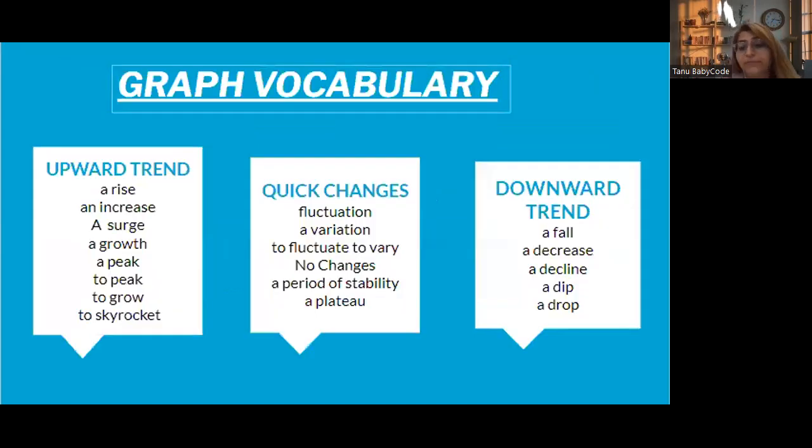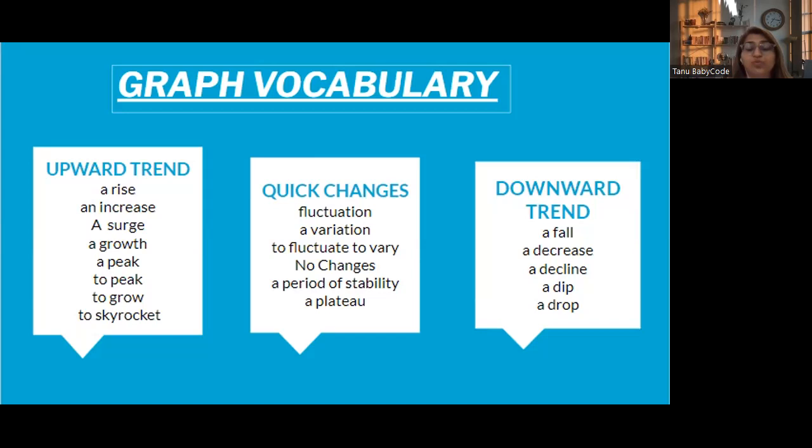So graph vocabulary, when you need to understand the trends. When you see your graph, you have different trends there. For an upward trend, you can write a rise, an increase, a surge, growth, peak, grow, skyrocketed. When you have quick changes, then you can write about fluctuations, to vary, a variation, no change, a period of stability, and a plateau.